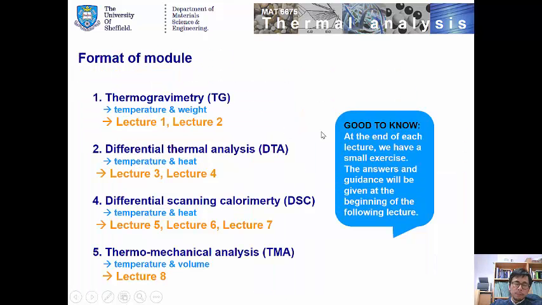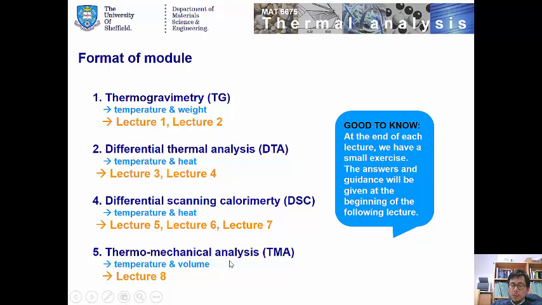So, as I said, our real study starts from lecture 1. In total, I have prepared from lecture 1 to lecture 8. Each unit contains different subjects, and probably it's not too long, from 20 minutes to 30 minutes. So by going through these, hopefully you can study these different thermal analysis techniques.